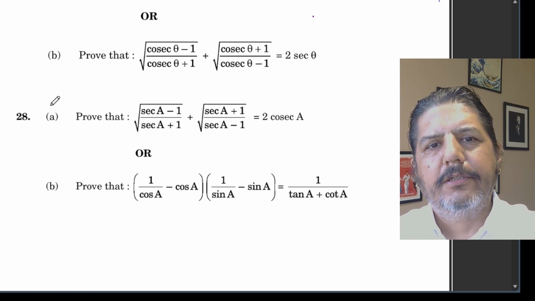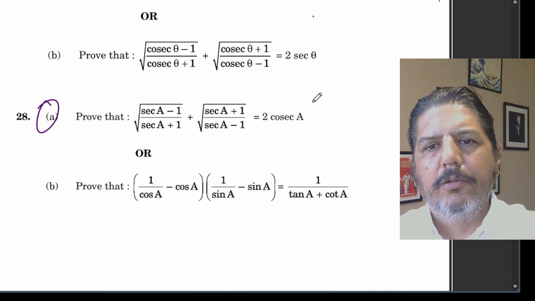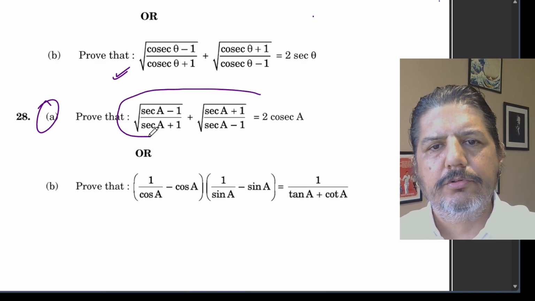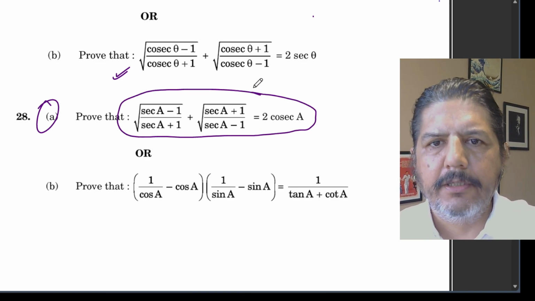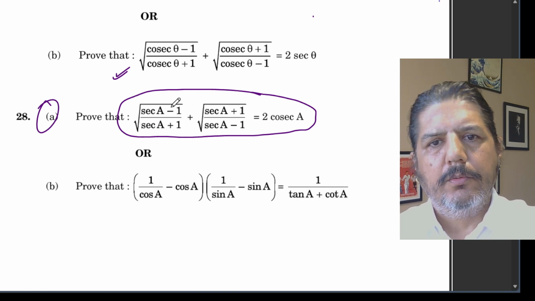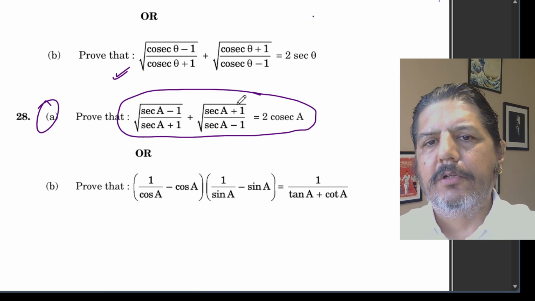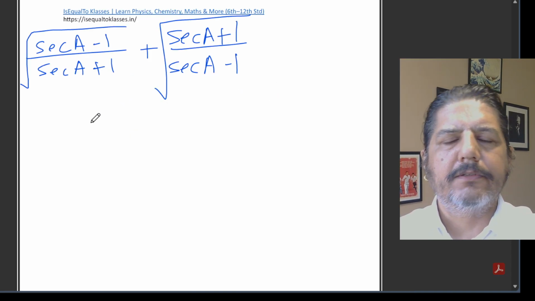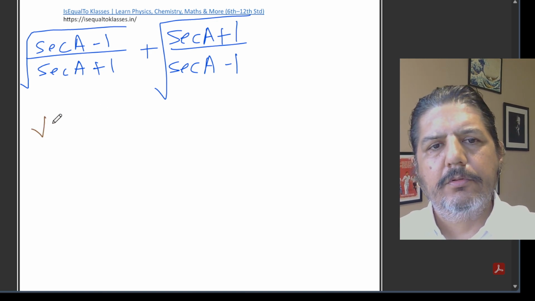So let's have a look at this question. Now, this question is similar to what we had done in this question. See, these square roots will scare you, but it's a pretty simple question. Now, secant a minus 1, secant a plus 1, secant a plus 1, secant a minus 1. See, there's a simple rule that you need to understand.